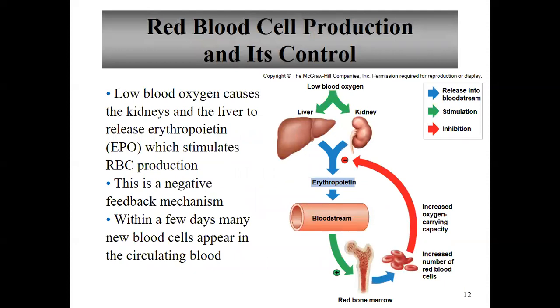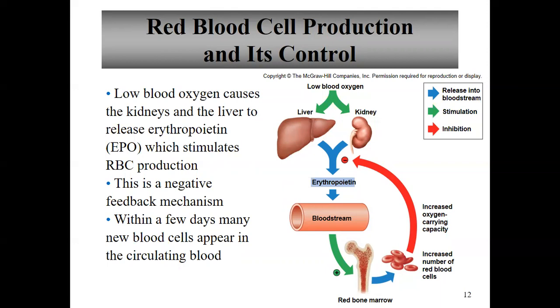Low blood oxygen causes the kidneys and liver to release erythropoietin, which is also written as EPO. Erythropoietin then stimulates red blood cell production. So this is a type of negative feedback mechanism in the body. Remember, negative feedback is the most abundant feedback loop within the body.